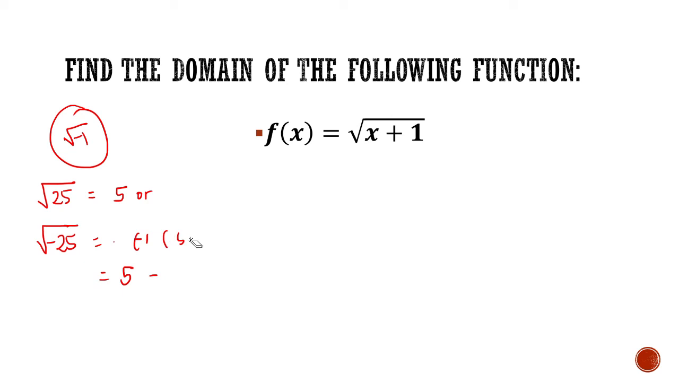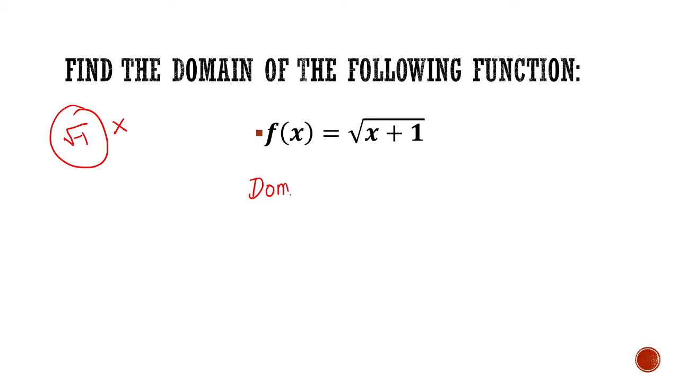So how then do we get the domain of a radical function? To get the domain of a radical function, we have to get the expression inside the radical. So the expression inside the radical is x plus 1. Iniiwasan natin na mag-negative yung nasa loob. Kasi kung mag-negative yung nasa loob ng radical, it will give us an imaginary number. So we have to set the expression inside the radical greater than or equal to 0. Bakit? Iniiwasan nga natin yung mga negative. After setting it greater than or equal to 0, we solve for x.